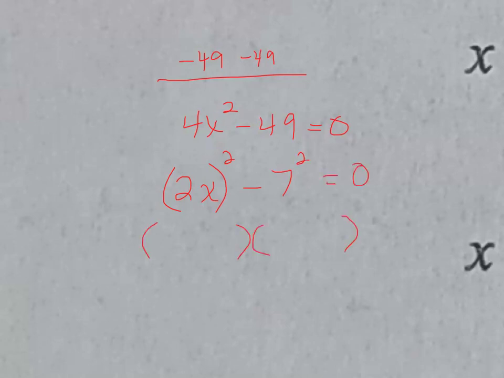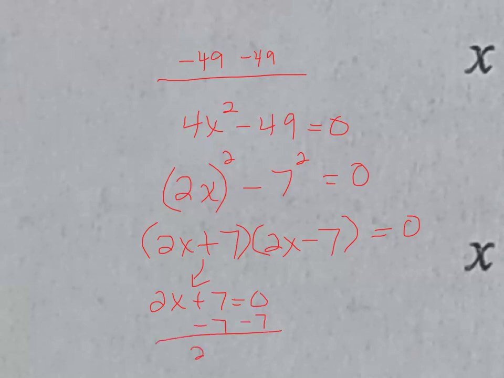That's equal to 0. Okay, so we're just going to put 2x here and here, plus, minus, 7, 7. And then use the zero product property. 2x plus 7 equals 0. So I subtract 7 from both sides, and I get 2x equals negative 7, and then divide both sides by 2. And you get x equals negative 7 halves.